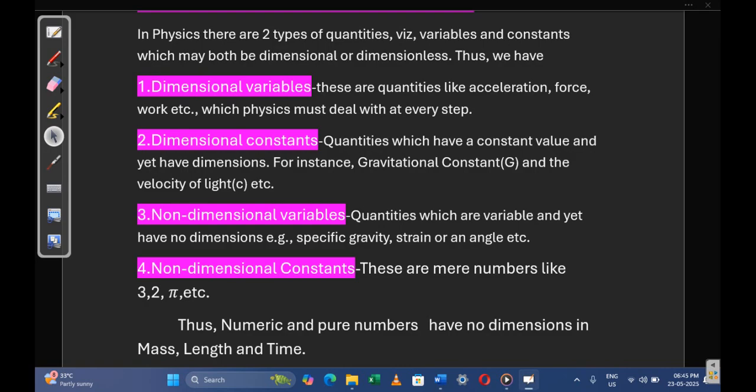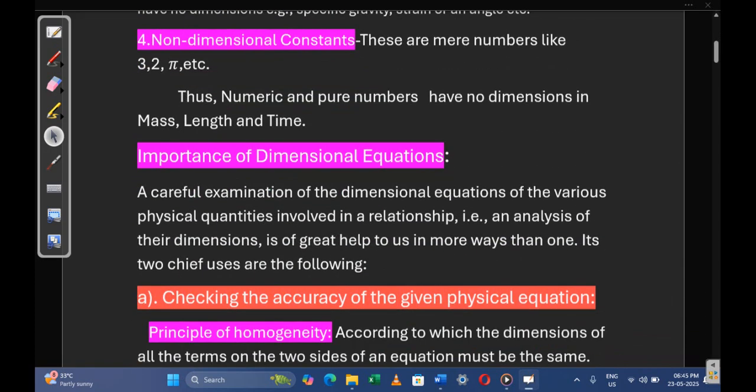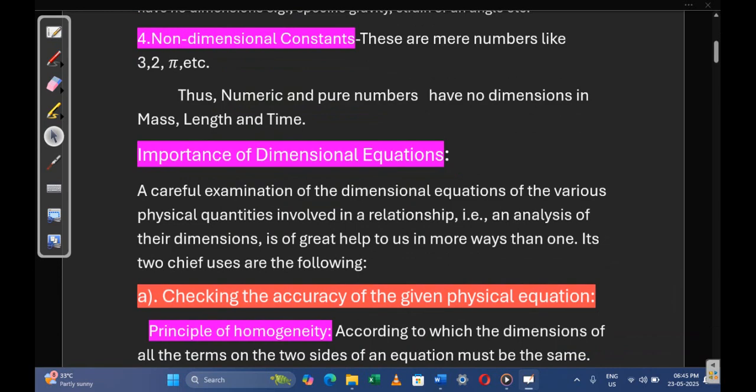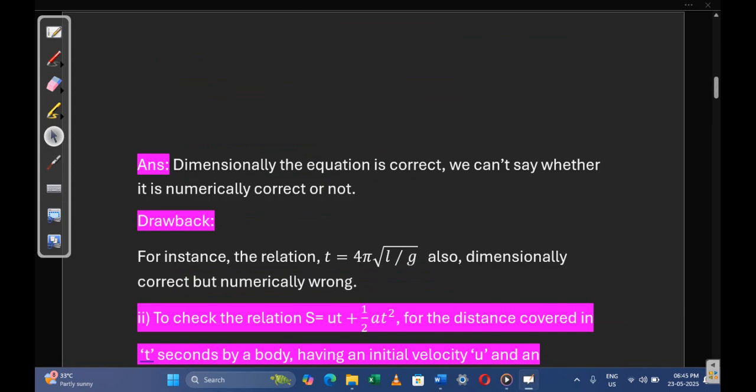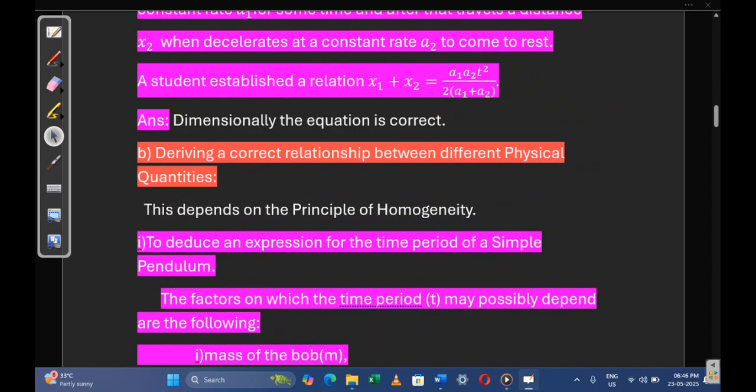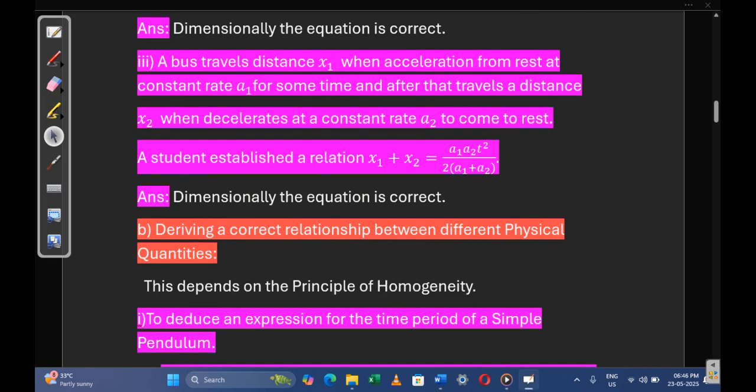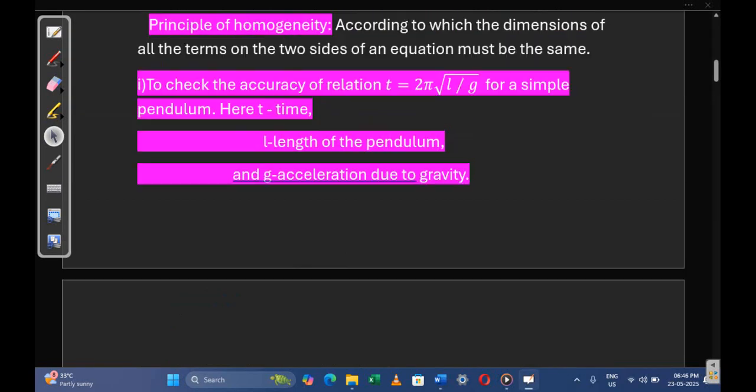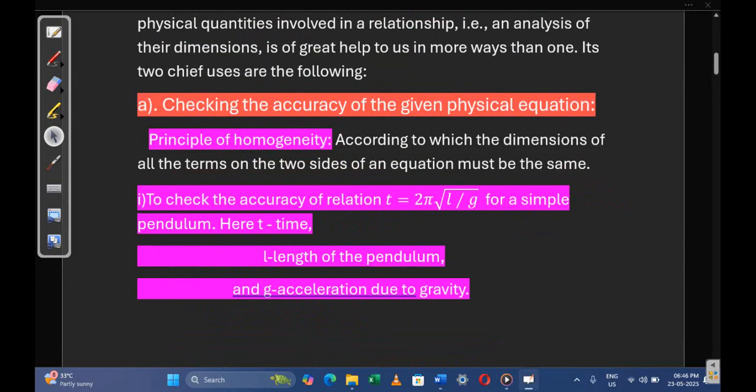Next one is the importance of dimensional equations. What is the importance of dimensional formula for writing equations? We can check the accuracy of the given physical equation by using dimensional formula, and we can derive the correct relationship between different physical quantities. It depends on the principle of homogeneity.